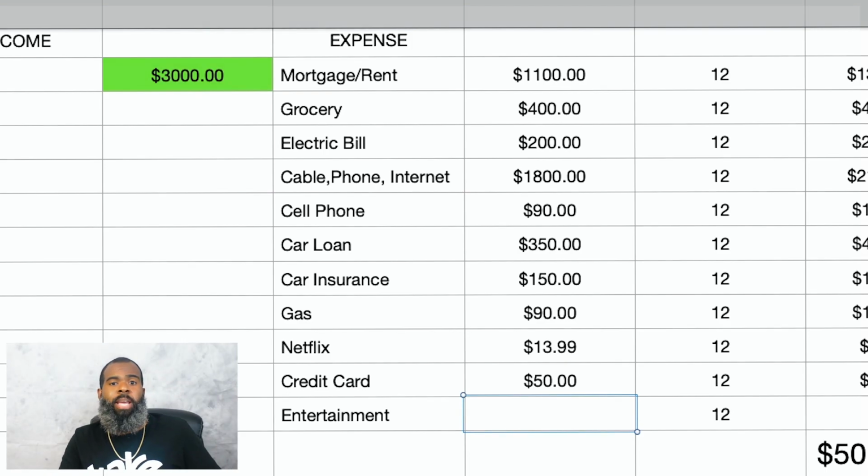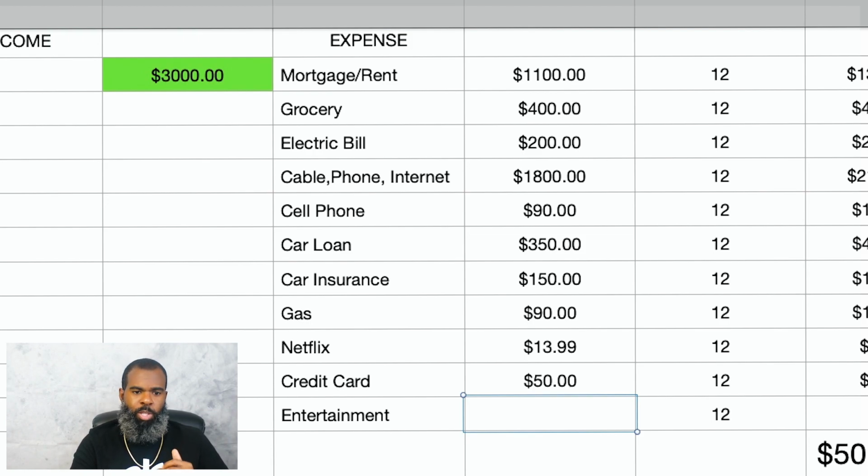So also on the entertainment column, just like with the groceries, this is just going to be an estimate. So you can just think about the last time you either ordered through Uber Eats to have it delivered, went out to a restaurant, went to the movies, or whatever you did entertaining or fun. Take that number and just kind of guesstimate on how often you do it and put that number there. So don't overthink it. We're just getting estimates right now.